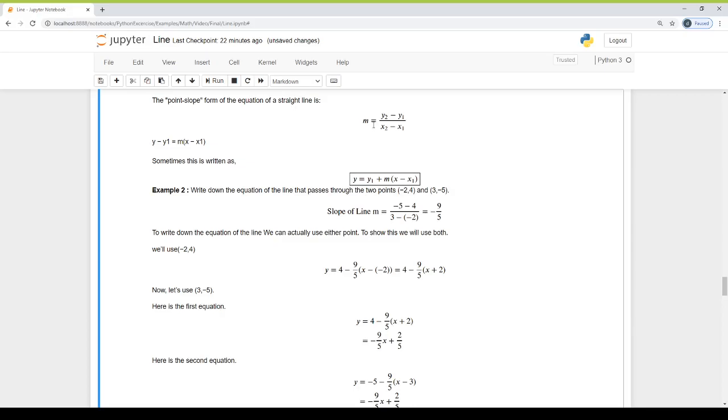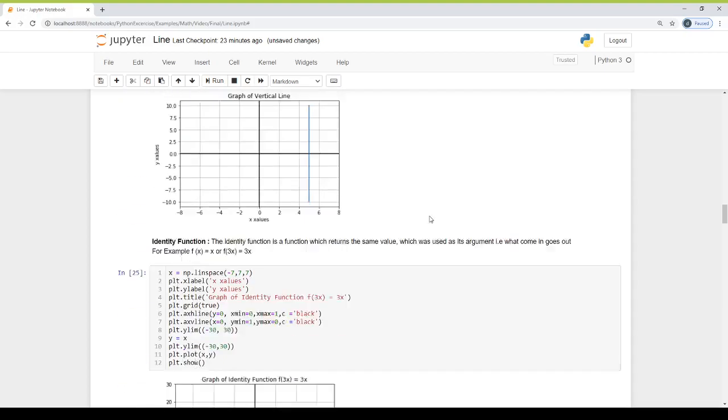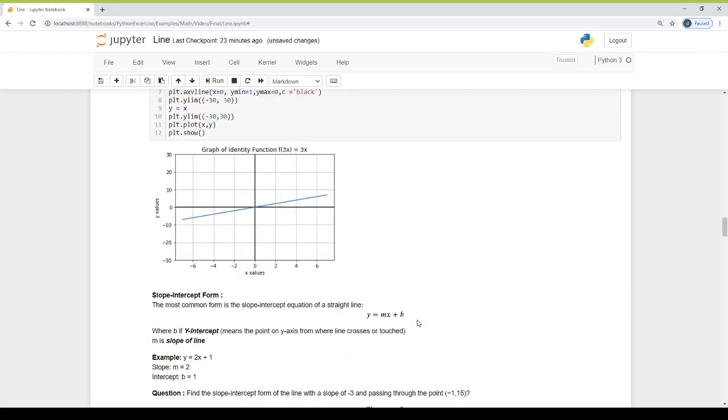We know that the slope of a line can be calculated if two points are given, that is y1 and y2, and x1 and x2. To calculate the slope of the line, we know rise over run, that is y2 minus y1 by x2 minus x1. Here, y2 is 5 and y1 is 2, so 5 minus 2, and x2 is 7 and x1 is 3, so 7 minus 3. So this is our slope of the line.